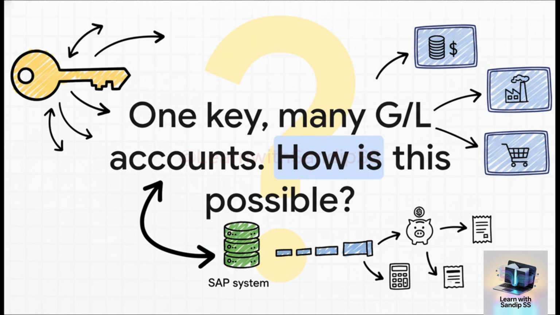How can the system know where to send the money when you've got a single generic code being used for a bunch of different business activities? I mean, it seems like it would be a total mess. But as you'll see, SAP has a pretty clever way of handling it.